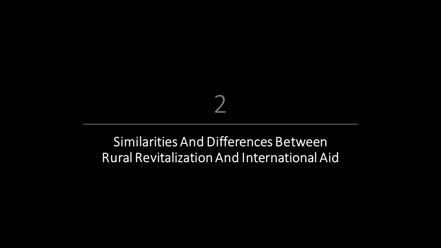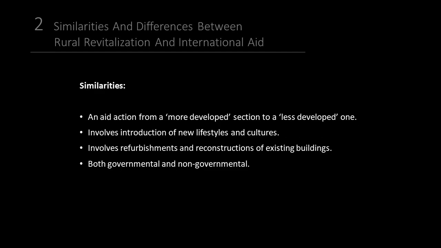The second part is the similarities and differences between rural revitalization and international aid. First, both of them are aid actions from a more developed section to a less developed one, to somehow make the latter move more towards the former. They both involve the process of introducing new lifestyles and cultures to the receivers, and also physically, they both refurbish and reconstruct on top of the existing structures. Additionally, like international aid, rural revitalization can also be both governmental and from NGOs.